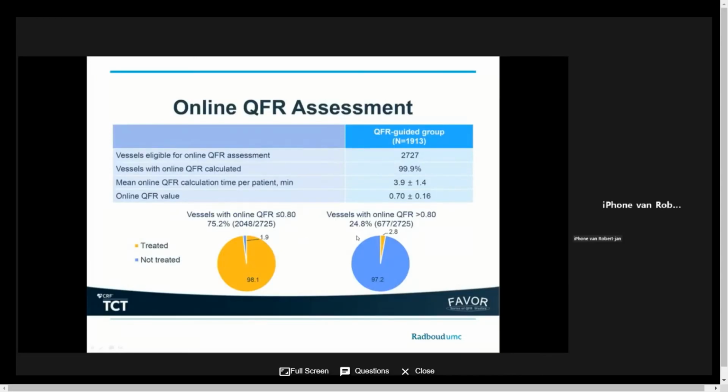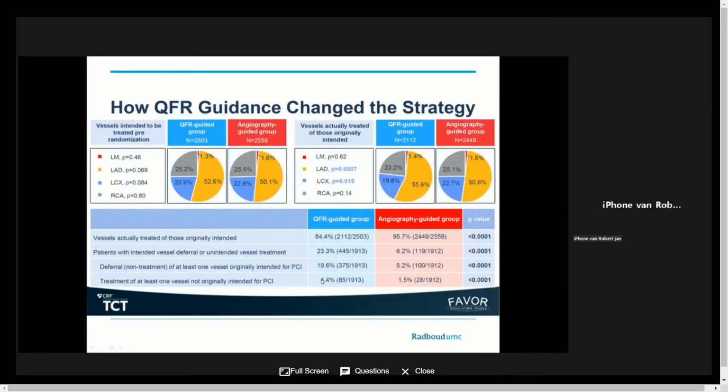Now, of course, similar to an invasive wire-based FFR, if you do that, you will see that quite some patients are finally not treated. That's in this slide, so it goes down. Actually treated in the QFR group from 100%, I would say, so a 16% or 20% reduction. There are a few patients which are also interesting: initially, the operator thought the lesion was not significant and it was now hemodynamically relevant based on the QFR. So more patients are deferred, and a few patients are getting an additional treatment.